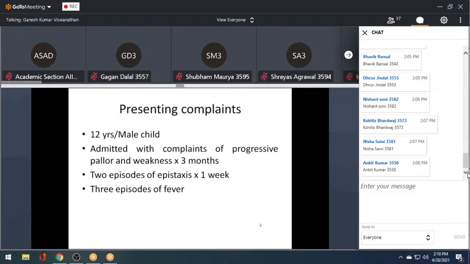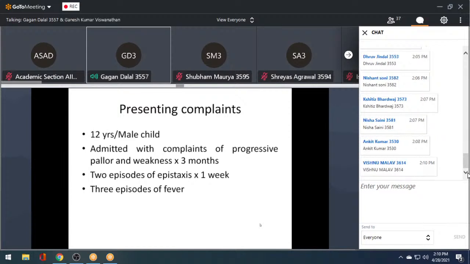Gagan, I can see Gagan Dalal's name. Gagan, can you tell us about... Sir, there can be leukemias, B cell or T cell. Your voice is not very clear, Gagan. You have to keep the mic close to you.